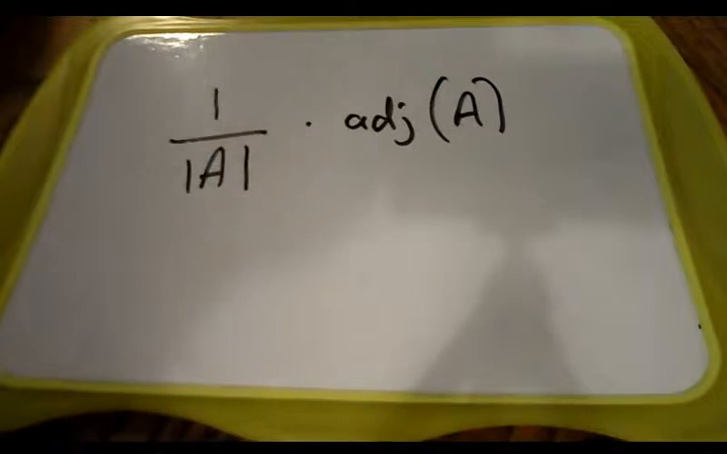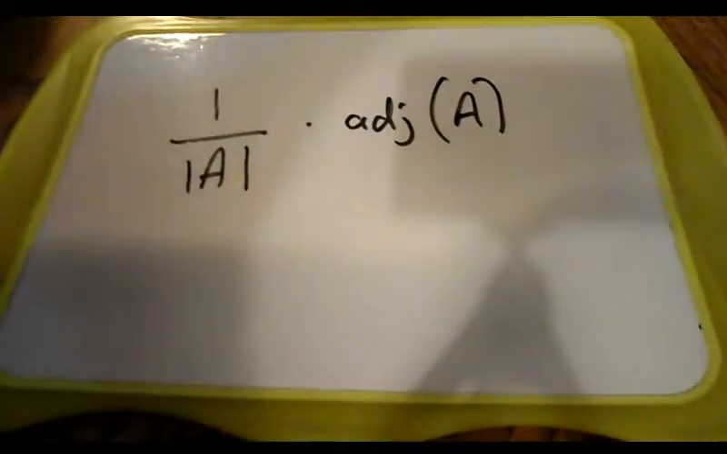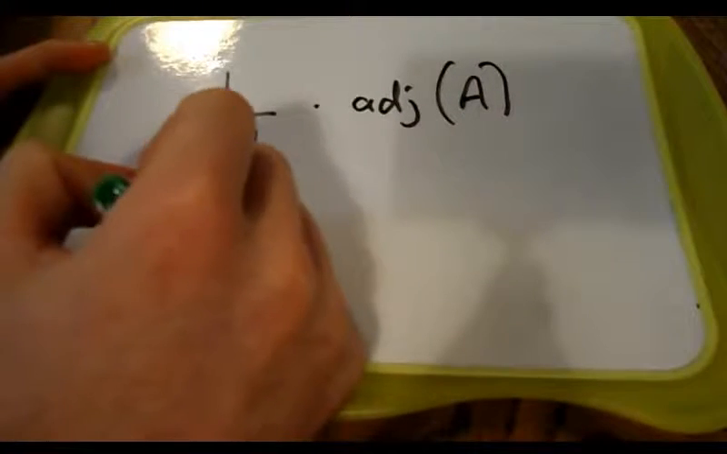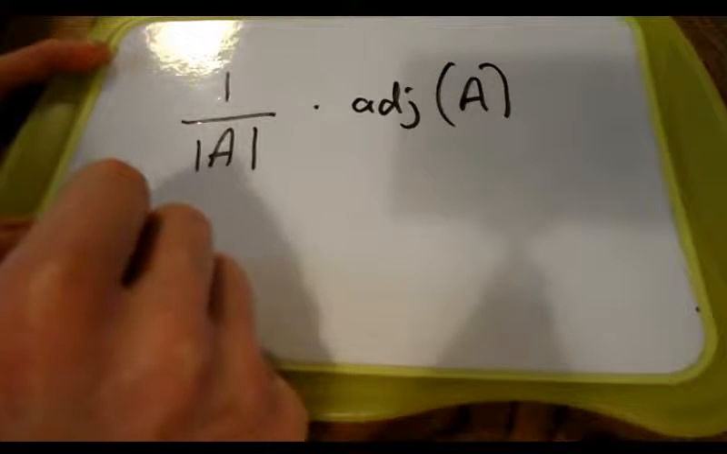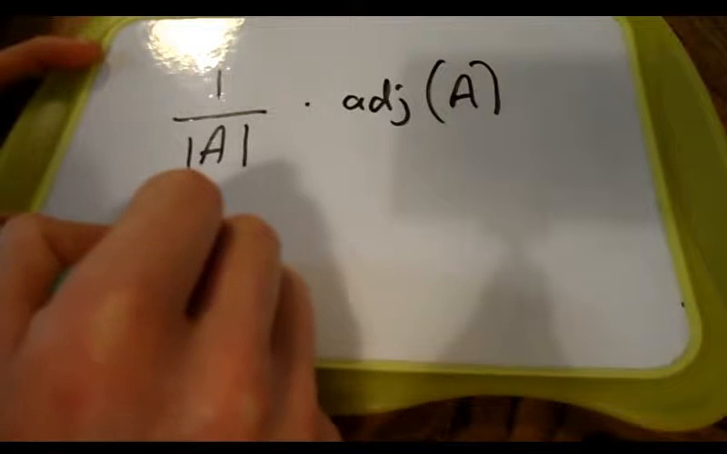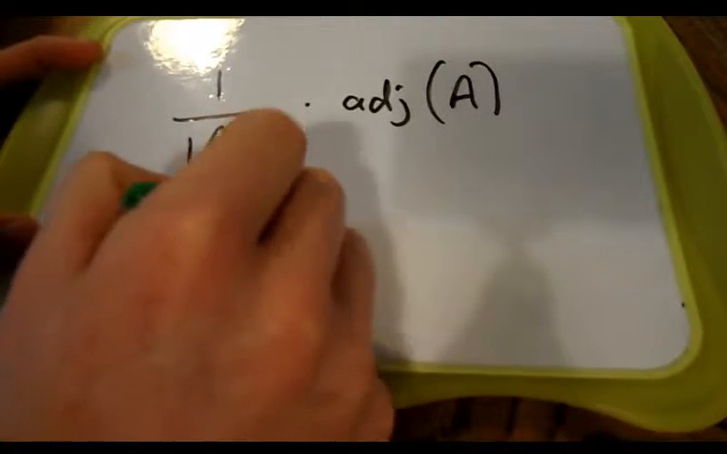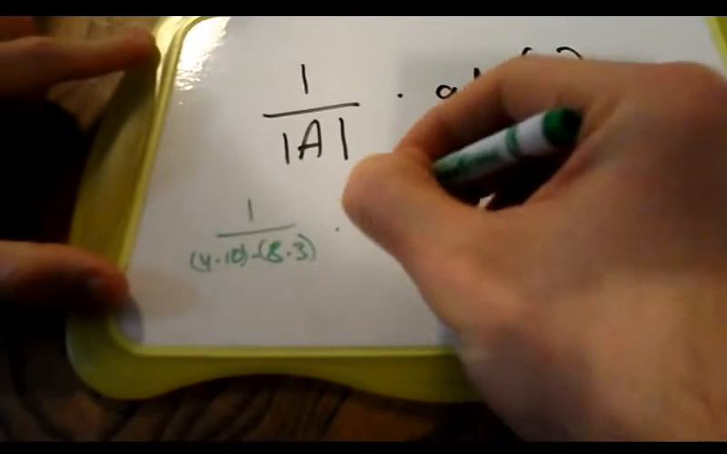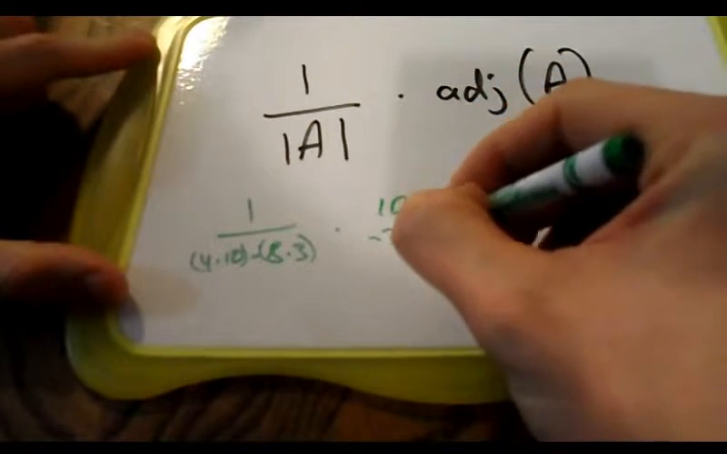So in this case, we would just write it down. And again, I'm not going to go through all the maths, I'm just going to write this down so you see what you'd actually do. It'd be 1 over 4 times 10 minus 8 times 3, times 10, minus 8, minus 3, 4.